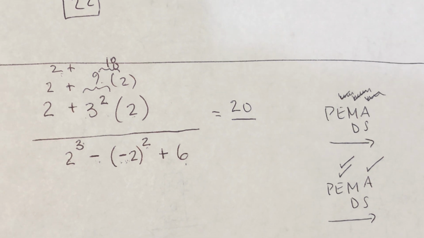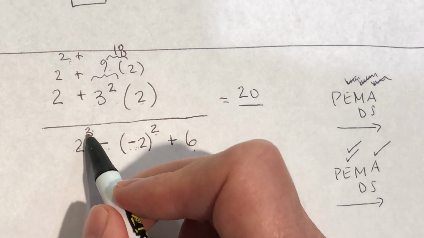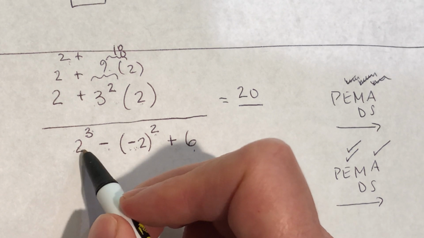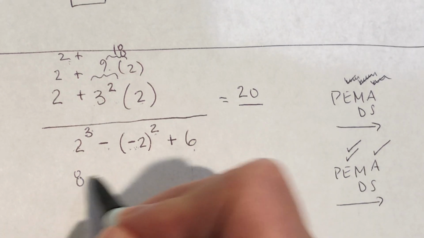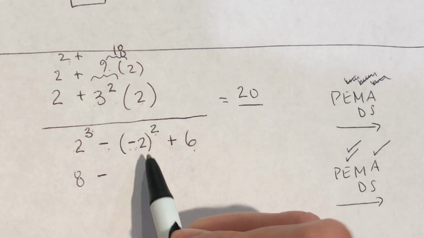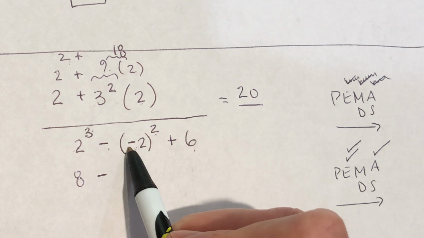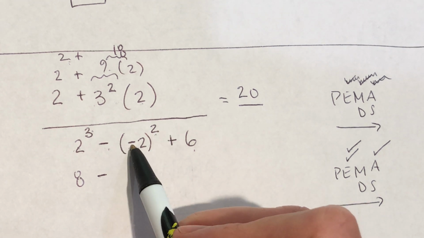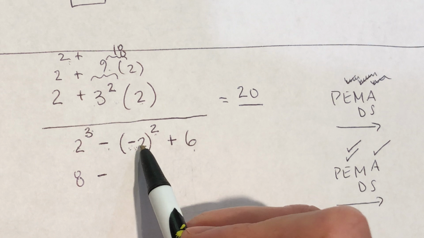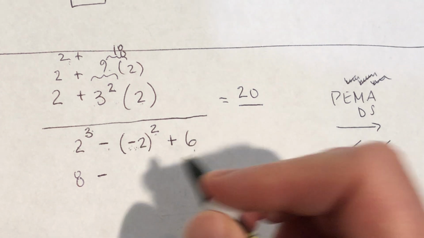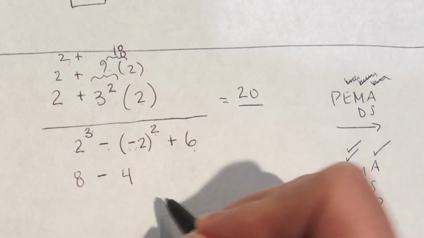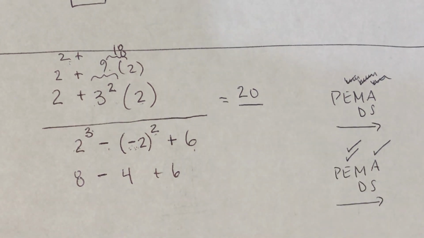So in terms of handling this, 2 to the third power, we saw that in the earlier example, means 2 times 2 times 2 is 8, minus. Now, notice here the parentheses includes the negative sign. So when it's squared, it's the quantity -2 times -2. Well, negative times a negative is positive. So this becomes 4. So this becomes 8 minus 4 plus 6.